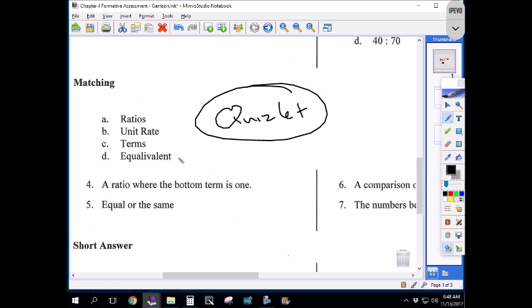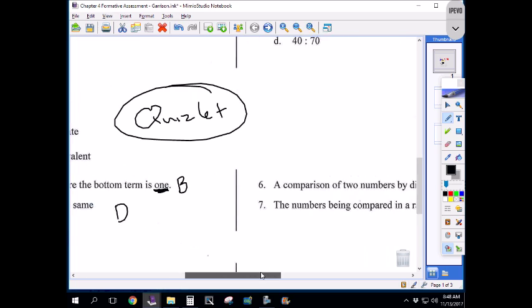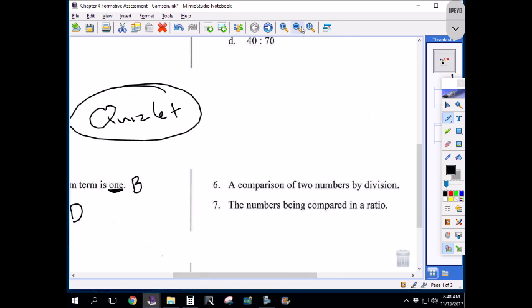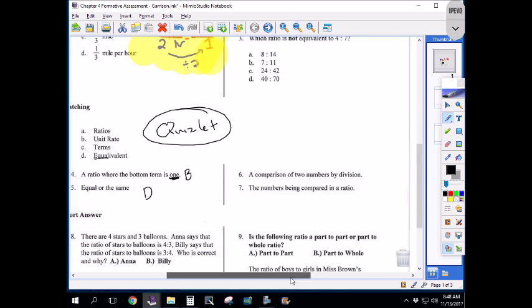A ratio where the bottom term is a 1. Anytime you're doing per 1 of something, what are we talking about here, guys? Unit rate. We're talking about unit rate, so that would be letter V. Okay. Number 5, equal or the same. Well, there's the root word right there. So that makes that one pretty easy, right? Letter D.